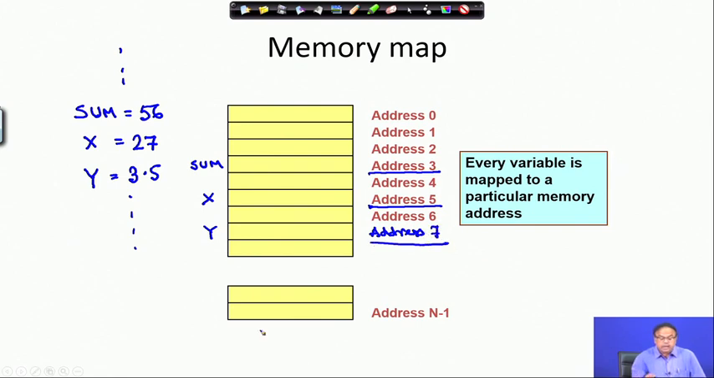All right. Therefore, this is converted to a scenario where I am actually writing 56 into address 3. So, as if 56 is being written here, I will explain it later, x is being written here, 27 is being written here and 3.5 is being written here.